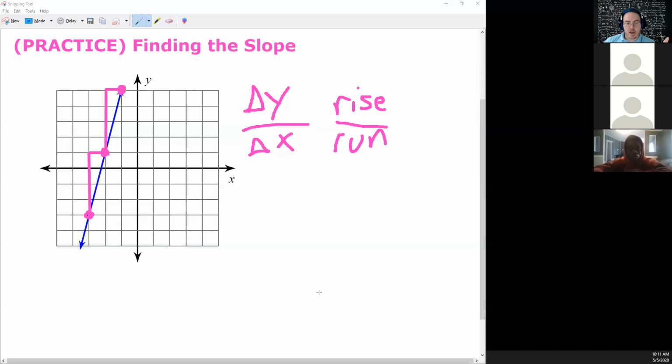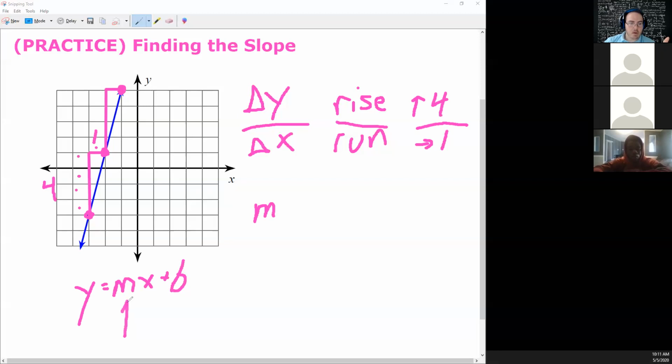So with our careful counting fingers looking at the screen, it goes up by 1 square, 2 squares, 3 squares, 4 units. And then it goes over by 1. So it's going up 4 units and it's going over 1 unit. So the slope, which is always denoted by m in equations, because in the equation y equals mx plus b, m is the slope.